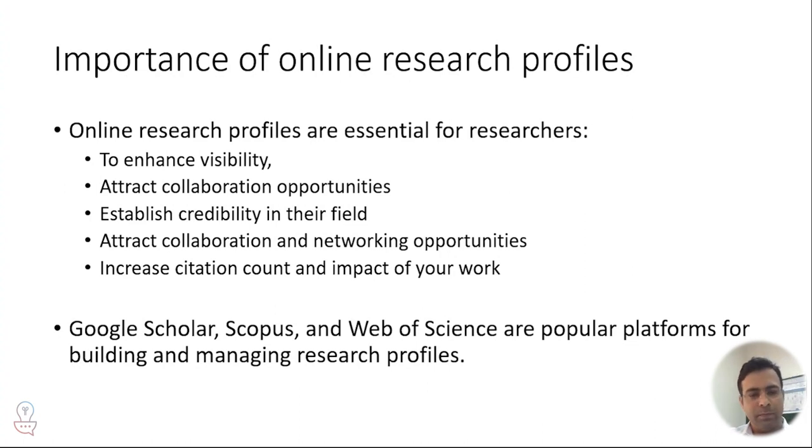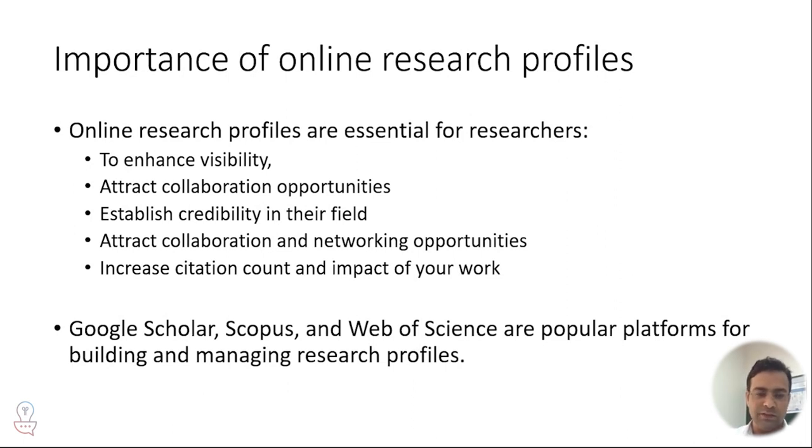So some of the main platforms that we are going to discuss today are Google Scholar, Scopus, and Web of Science. These are popular platforms for building and managing research profiles. But there are many others as well. So how do we maintain a unique profile across all these platforms? Because maintaining even three profiles is time consuming.